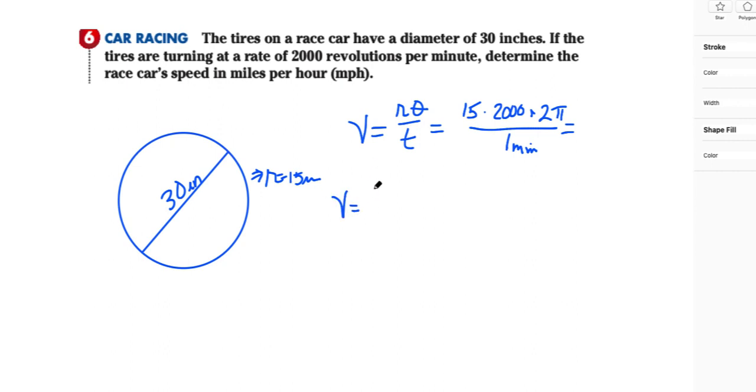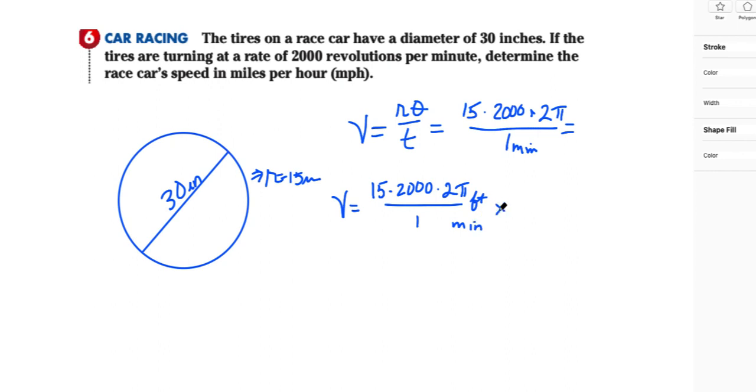Before I get my calculator out, I'm going to set the whole thing up in such a way that we can pull our calculator out only one time. So 15 times 2,000 times 2 pi is going to give me the velocity, not in meters, not in miles per hour, but in feet per minute, right? So this would be feet up here, and this would be 1 minute. So that's feet per minute.